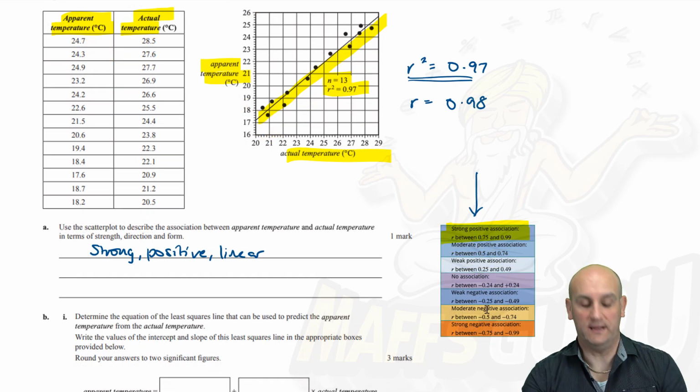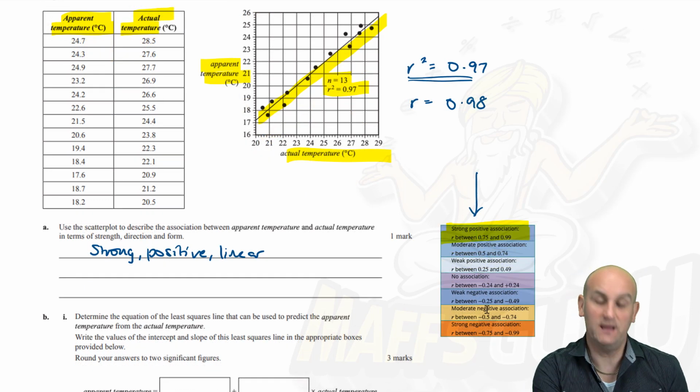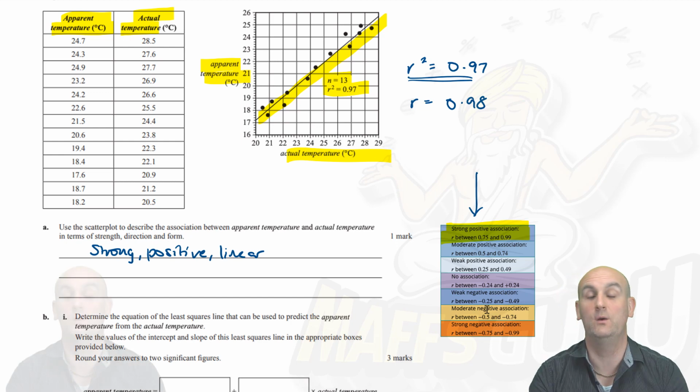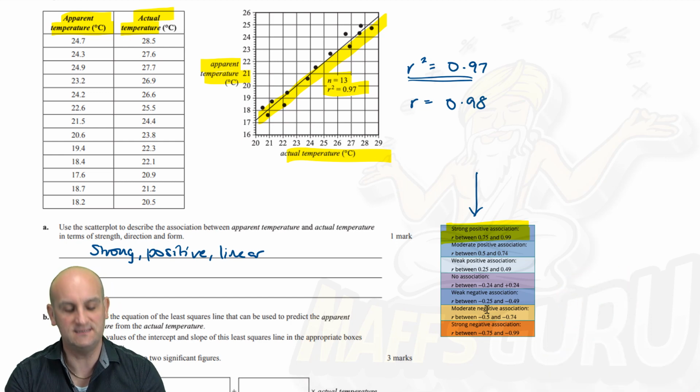And the question goes on, and it says determine the equation of the least squares line that can be used to predict the apparent temperature from the actual temperature. Okay, so it wants you to now do the analysis, which means you've got to enter all that data into your calculator.